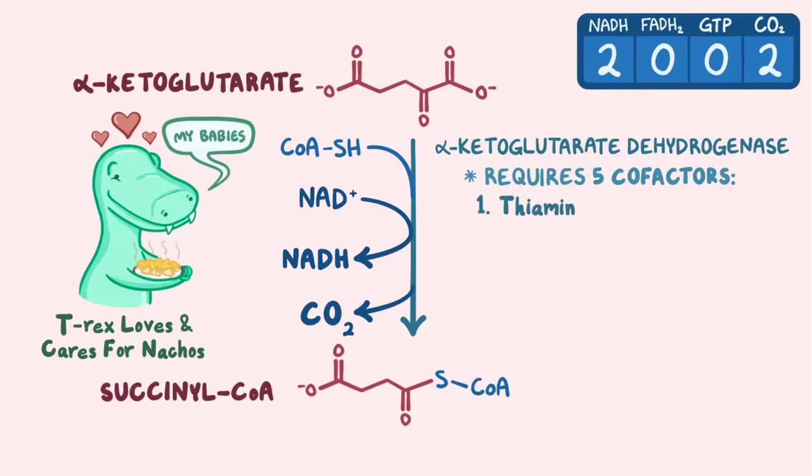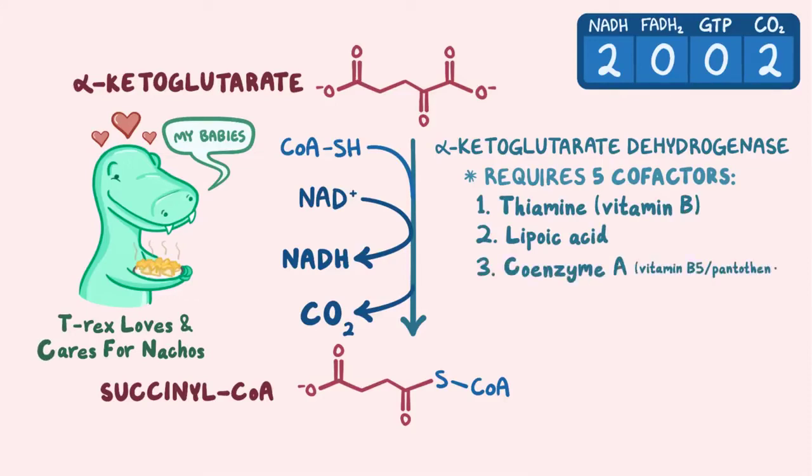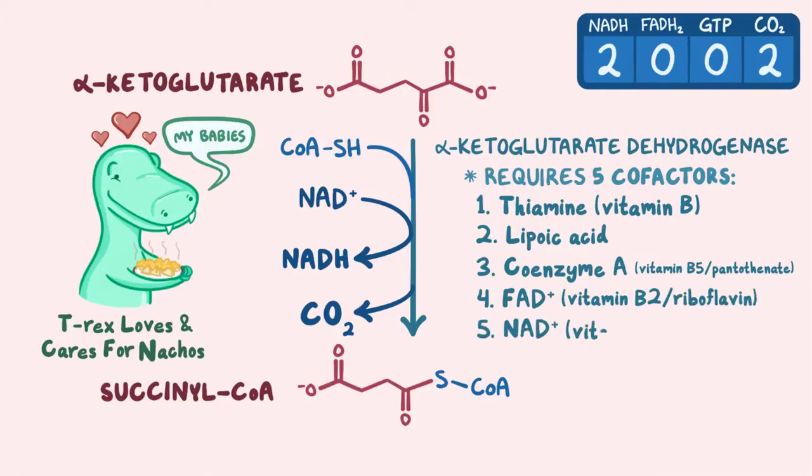T for thiamine, or vitamin B1. L for lipoic acid. C for coenzyme A, also called vitamin B5 or pantothenate. F for FAD+, also called vitamin B2 or riboflavin. And N for NAD+, also called vitamin B3 or niacin.